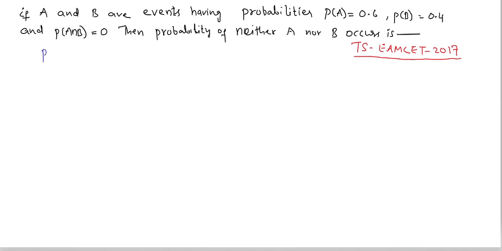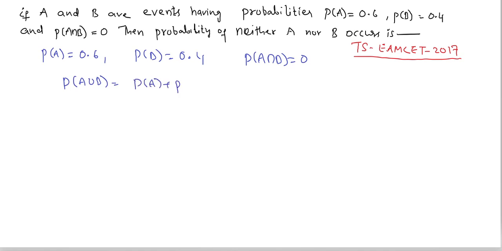Here is given P of A is equal to 0.6, P of B is equal to 0.4, P of A intersection B is equal to 0. Now we find P of A union B. So P of A union B is equal to P of A plus P of B minus P of A intersection B, that is 0.6 plus 0.4 minus 0, that is equal to 1. P of A union B is equal to 1.